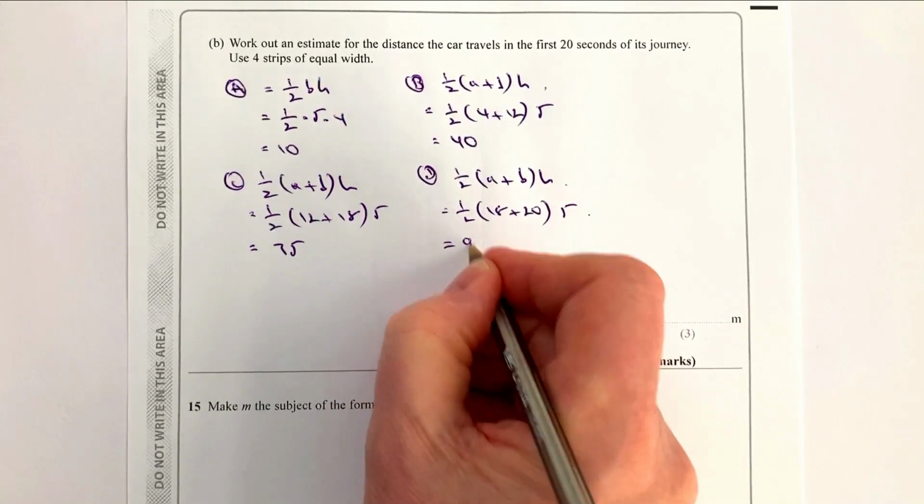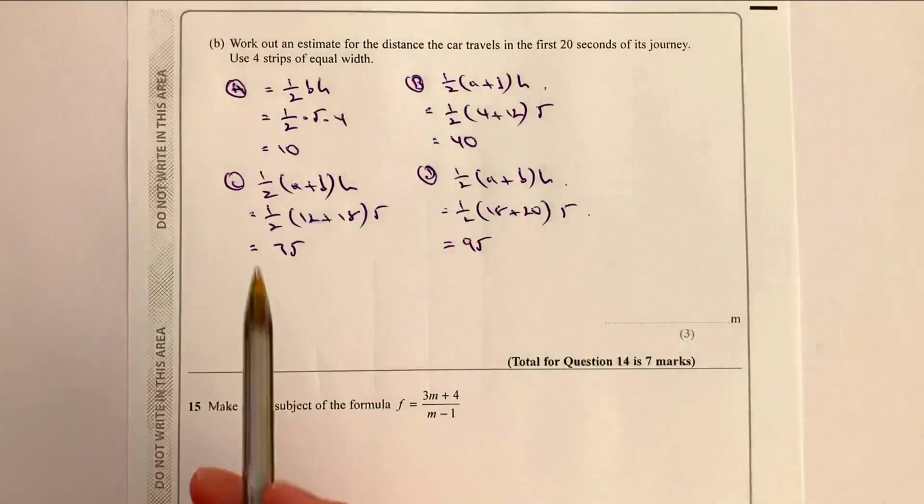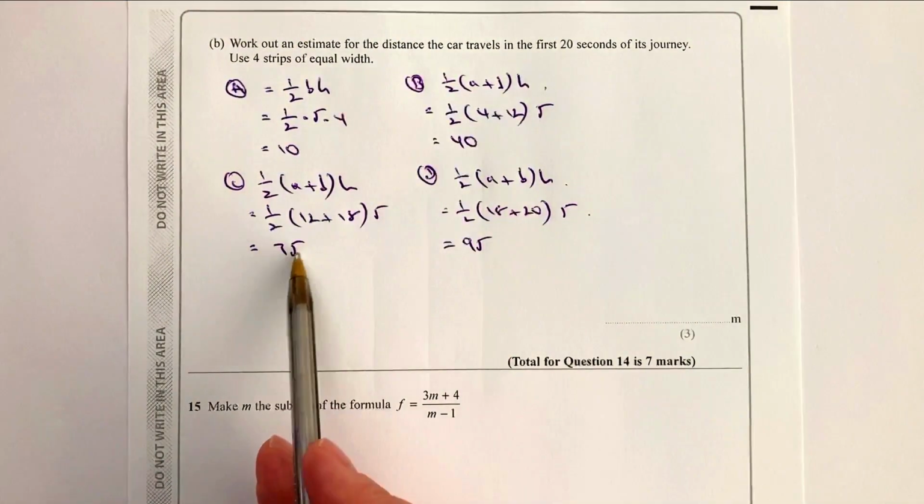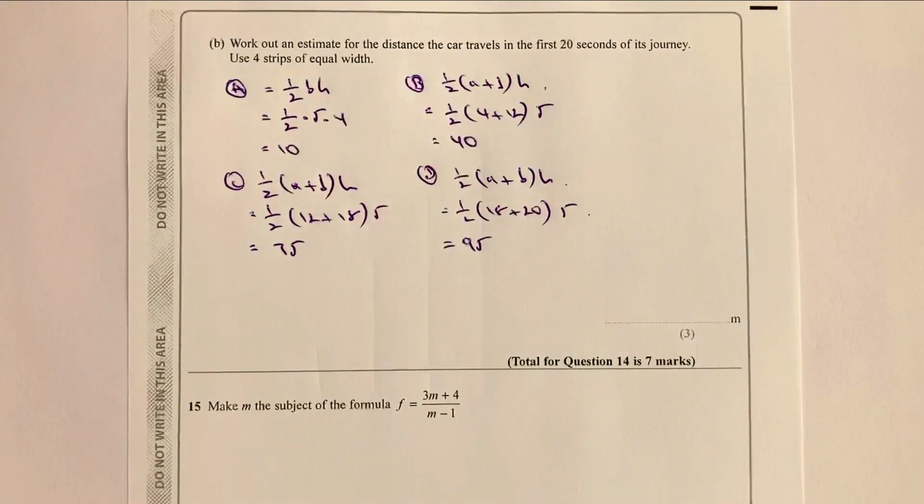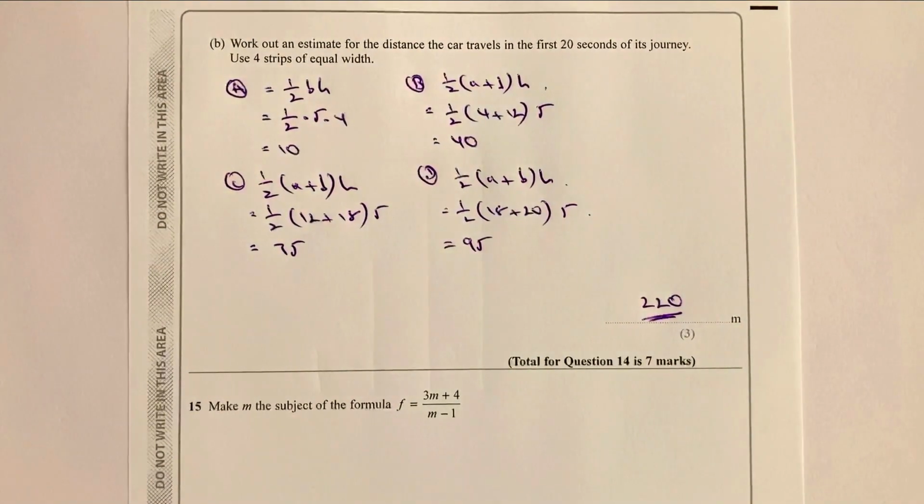Okay, but that will give us then all of those values that we want, and all we need to do then is just add up 10 plus 40 plus 75 plus 95. That's going to give us a total of 220 meters, which would be the answer to part B of question number 14. Okay, so let's move on then to question number 15.